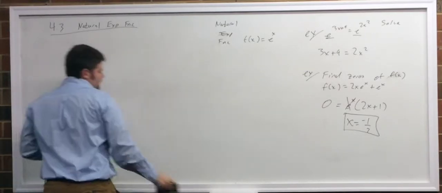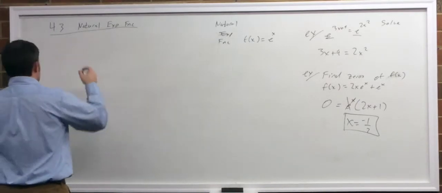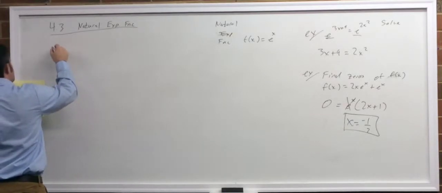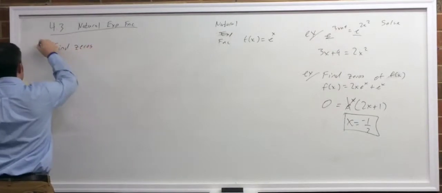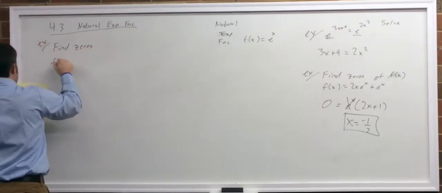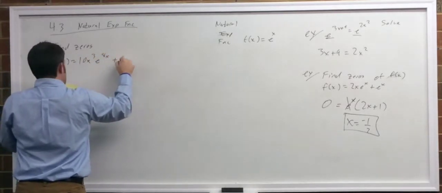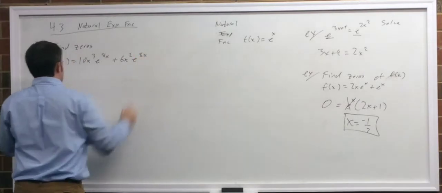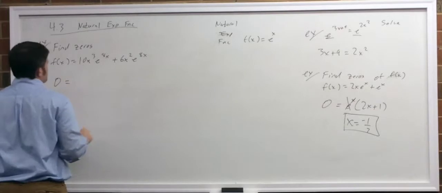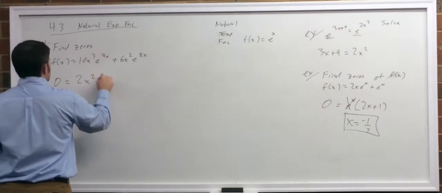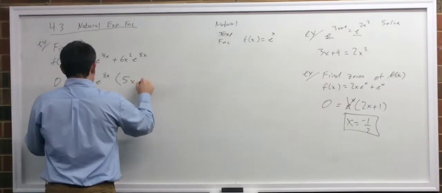As we get on further into the chapter, into 4.4, 4.5, we'll do more with the natural log function. This is basically just introducing it. Let's find the zeros. f of x equals 10x cubed e to the 8x plus 6x squared e to the 8x. You're going to solve this just like you would anything else. Set it equal to 0. We can pull out a 2x squared e to the 8x. That leaves us with a 5x plus 3.